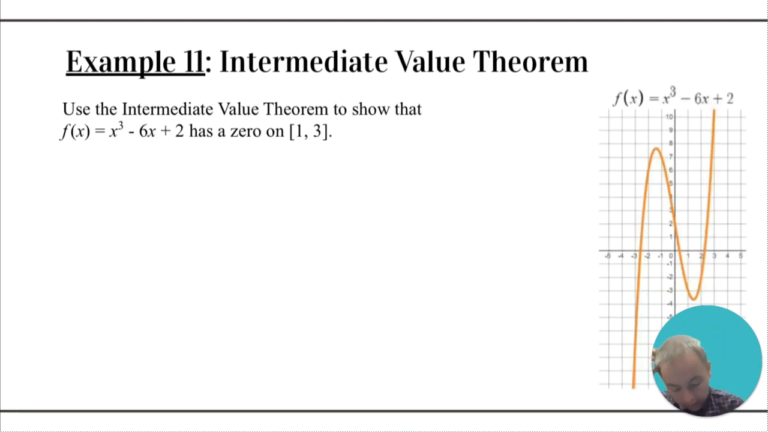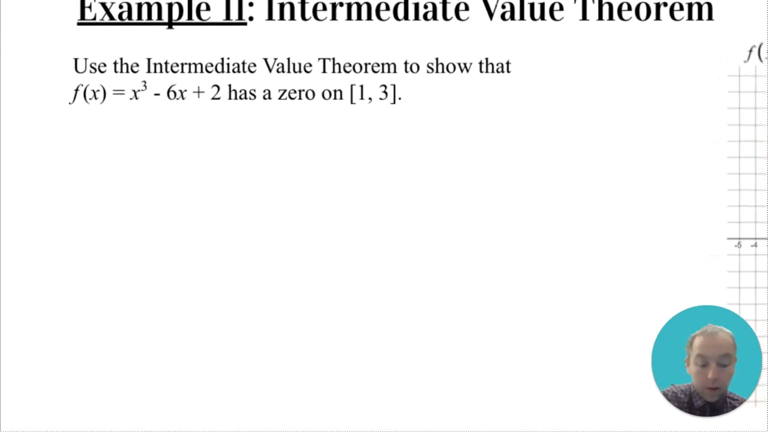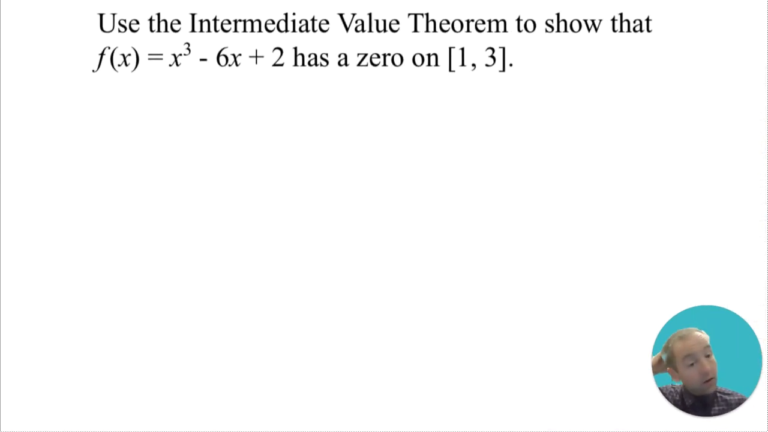So applying that here, this will be a direct way where we can use the intermediate value theorem and its conclusions. Here we're asked to use the IVT to show that the function f of x equals x to the third minus 6x plus 2 has a 0 on the interval from 1 to 3. So what we need to establish first, to be able to use the IVT, is that our function is actually defined and continuous.